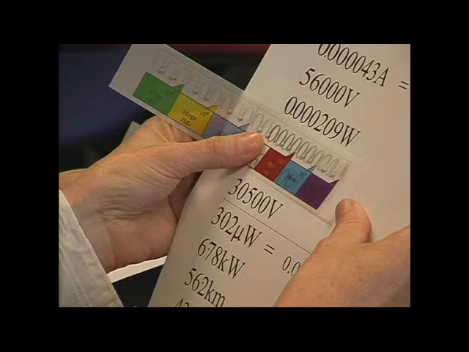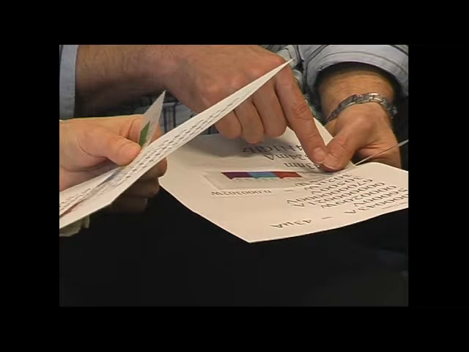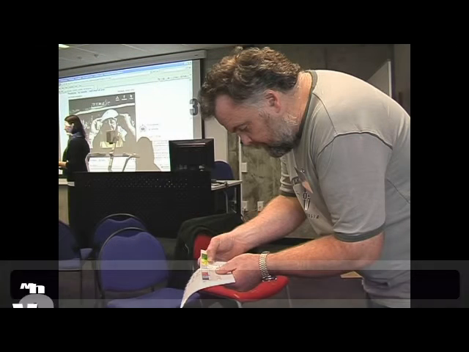This means that they can overlay the transparency, and they can look through it at the number and shift the transparency to get the number within the right place on the number line. By doing this and using the transparency, they'll be able to convert between the three different number systems: the SI units, the exponentials, and the decimal numbers.